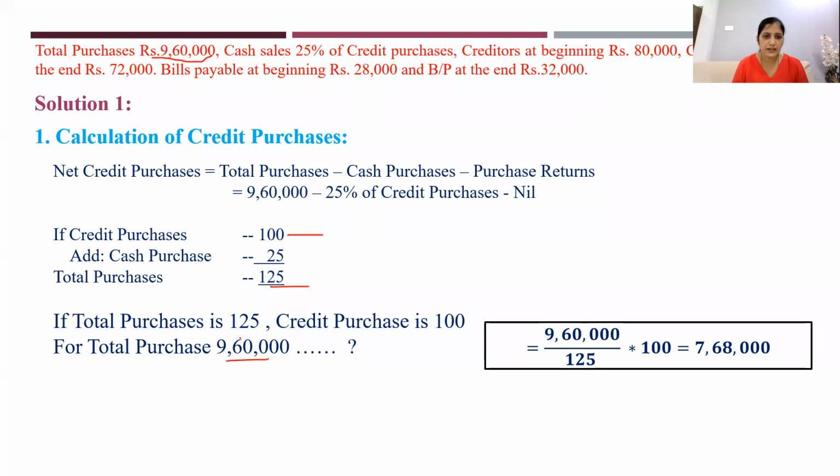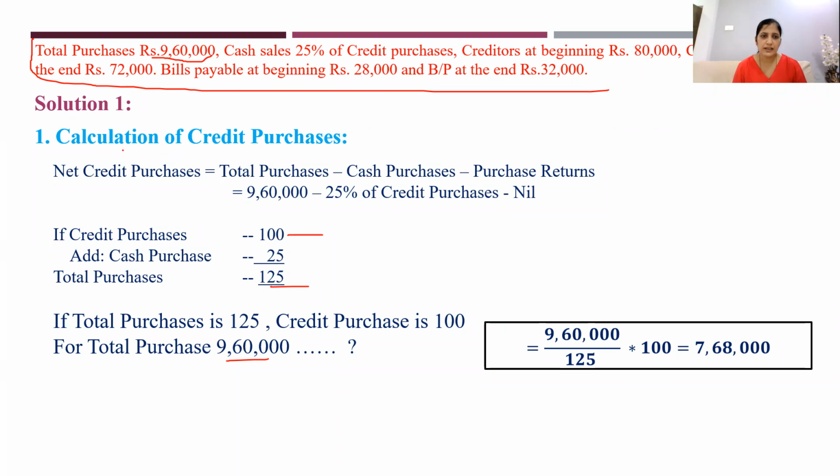The type of method I usually use is 9,60,000 divided by this, and the opposite one I multiply. Then I multiply by 100. So you will get 7,68,000. Okay. I'll repeat this once again. This is the problem part that we have.